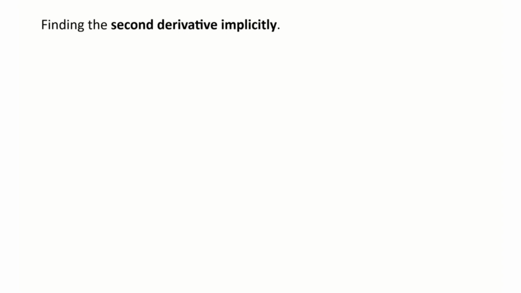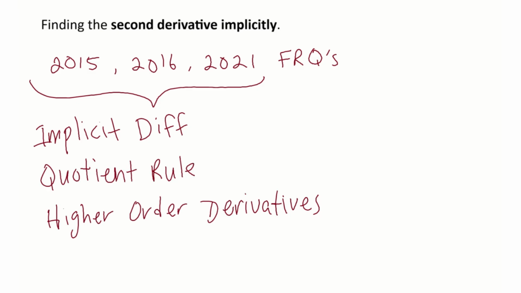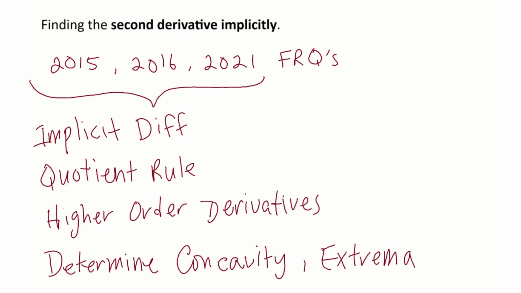Finding the second derivative implicitly is a common FRQ. That's because it tests multiple skills at once: implicit differentiation, oftentimes a quotient rule is involved, higher order derivatives, and usually all of that's in the context of finding concavity or classifying extrema, max-min problems. We'll cover those in a later lesson.